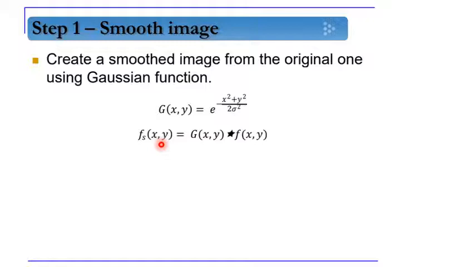This can also be done using a simple Gaussian n by n mask. This convolution can be performed by taking an n by n Gaussian mask and applying it on the image f of xy, which gives the same result as the convolution of g of xy with f of xy.